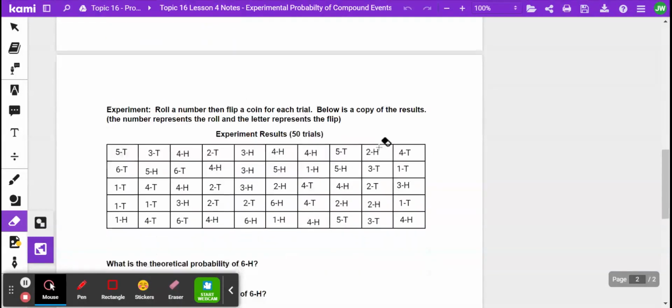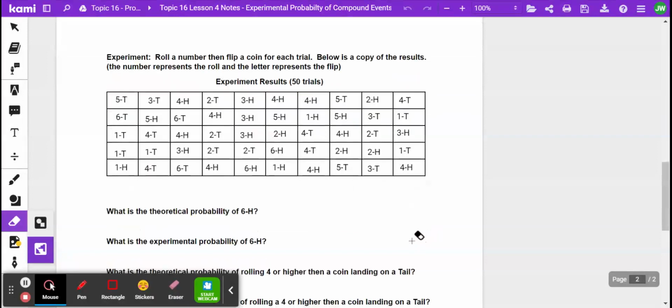I did an experiment here using the links that are provided in the topic 16 folder on Schoology, the dice roll and the coin flipping. Each time I did that, I recorded the number that I rolled first and then what I got on the coin second. So 5T means I got a 5 on my first roll and then a tail on my flip. So there are my 50 different trials. And then what I need to do is answer the questions.